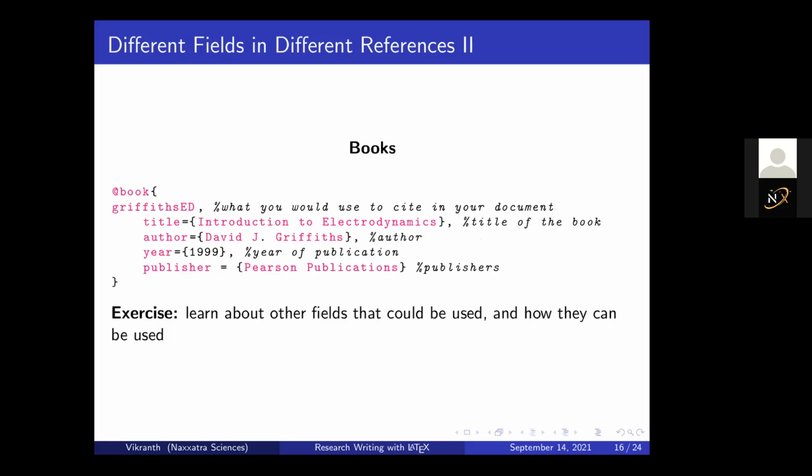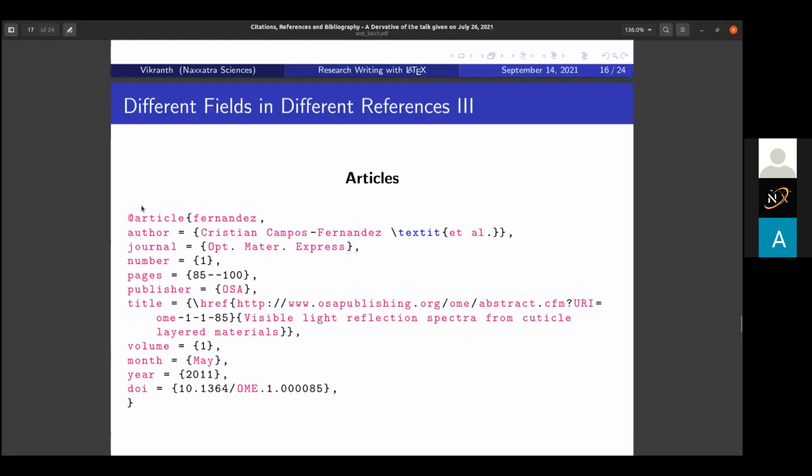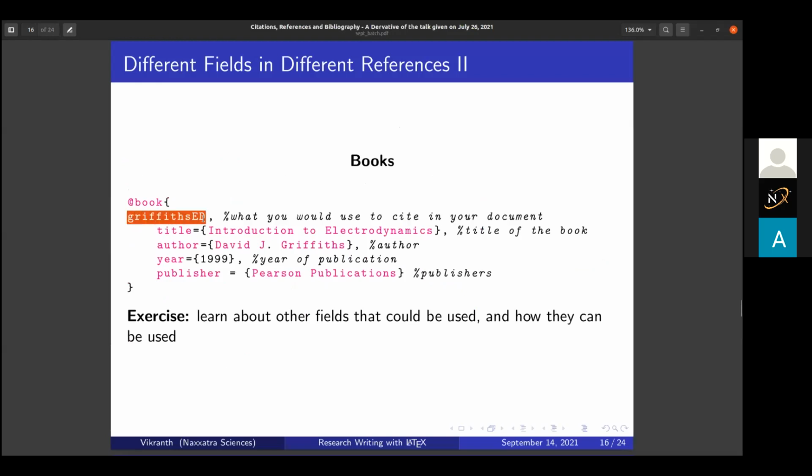Okay? So the first thing is books. If you want to refer to a book, this is what you would do. The first line, at book, says that this particular reference is going to be a book. Then you open a curly bracket, and the very first entry here, Griffiths ED, is the phrase that you'll be using inside your LaTeX document to refer to, or cite, this book. Now, what is this book? This book is Introduction to Electrodynamics by the author David J. Griffiths, published in 1999 by Pearson Publications. These are called the fields: the title, the author, the year, the publisher. Those are called the fields of this particular reference.